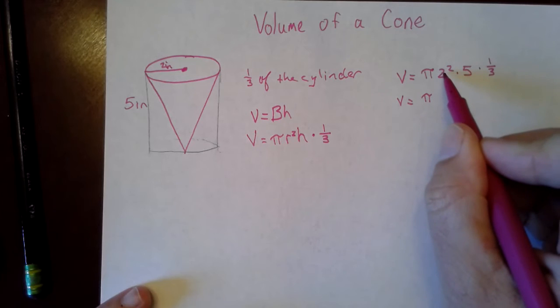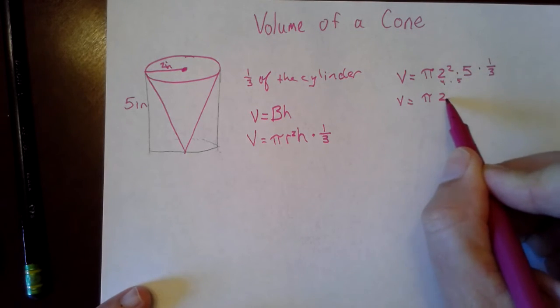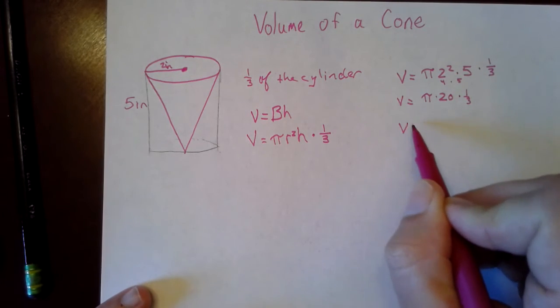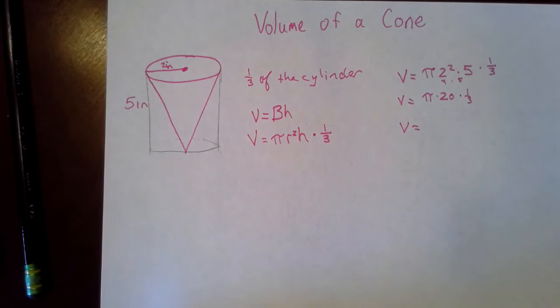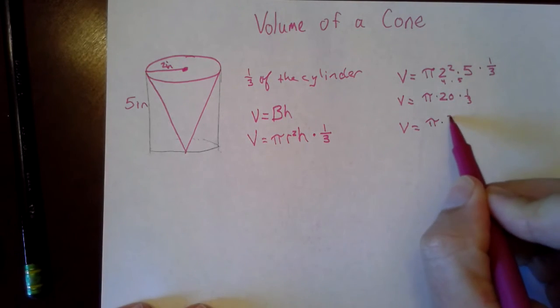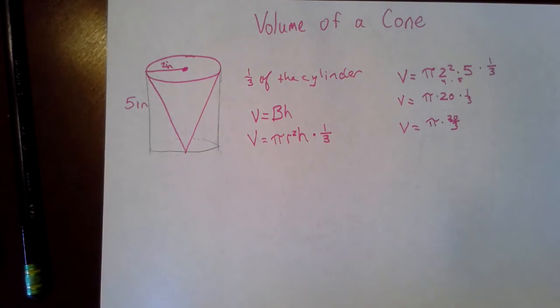So now let's do this. Will be 4 times 5. That gives me 20, and then times 1/3. I'm just showing all of my work here. And then I could do pi times 20/3. That would be 20 times 1/3.